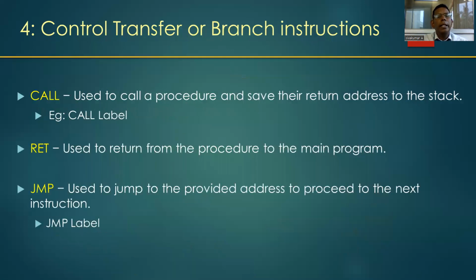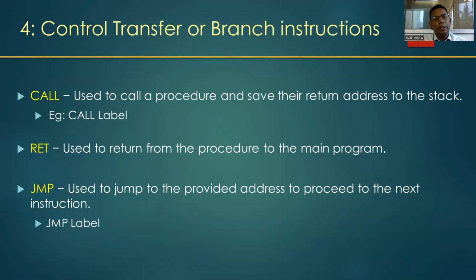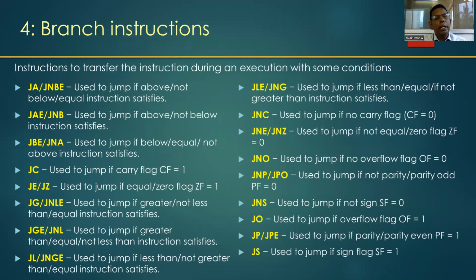The next example is control transfer or branch instructions. CALL is used to call a procedure and save the return address to the stack. Example, CALL label. RET is used to return from the procedure to the main program. JMP is used to jump to the provided address and proceed with the next instruction. Call, return, and jump are unconditional instructions. These are the conditional branch instructions, which jump to the specified locations based on the status flags.